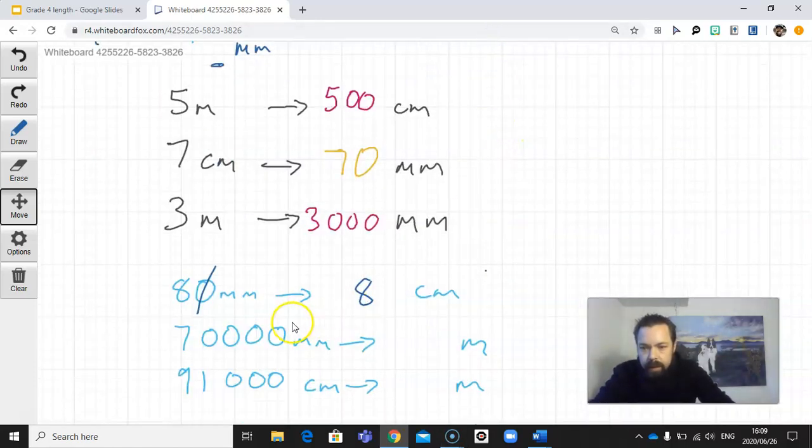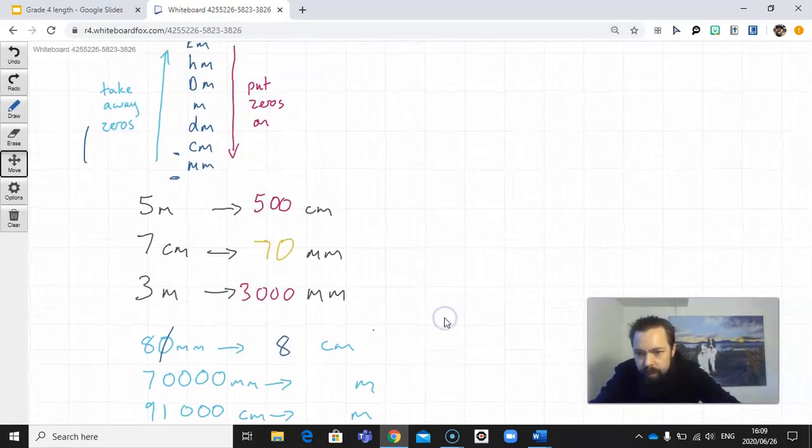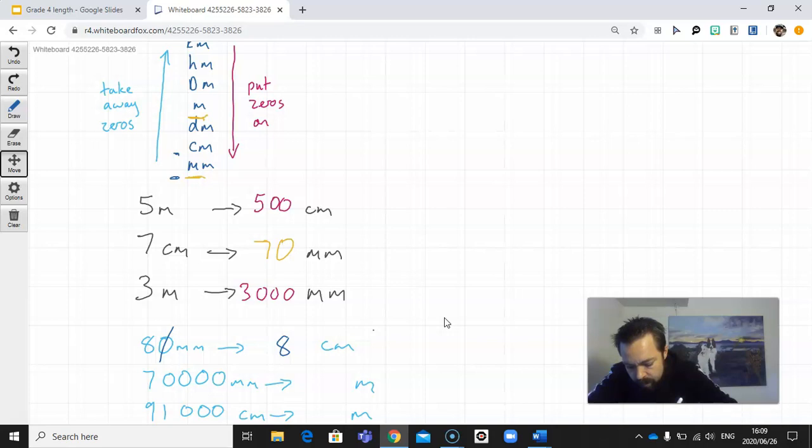All right. Next, we're going from millimeters to meters. Let me just make this smaller so we can see things at the same time. All right. So we're going from 70,000 millimeters to meters. So we are going from here, millimeters, to here, meters. So it's 1, 2, 3 levels up. Take away 3 zeros. 1, 2, 3, and we're left with 70 meters. So 70,000 millimeters is equal to 70 meters.